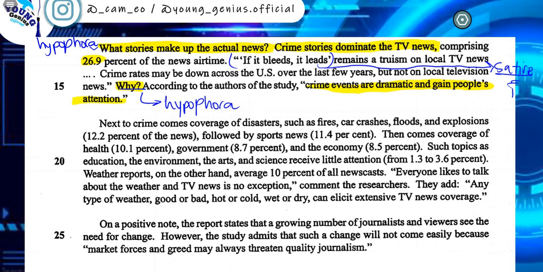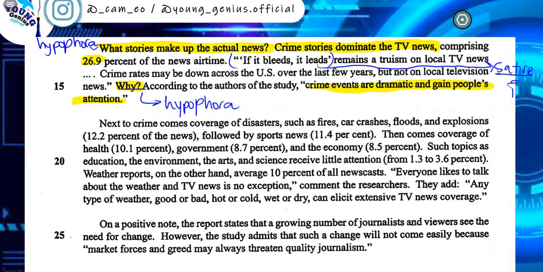Now, the next paragraph: next to crime comes coverage of disasters such as fires, car crashes, floods, and explosions, 12.2% of the news, followed by sports news, 11.4%. Then comes coverage of health, 10.1%, government, 8.7%, and the economy, 8.5%. Such topics as education, the environment, the arts, and science receive little attention, from 1.3 to 3.6%. Weather reports, on the other hand, average 10% of all newscasts. Everybody likes to talk about the weather, and TV news is no exception, comment the researchers.